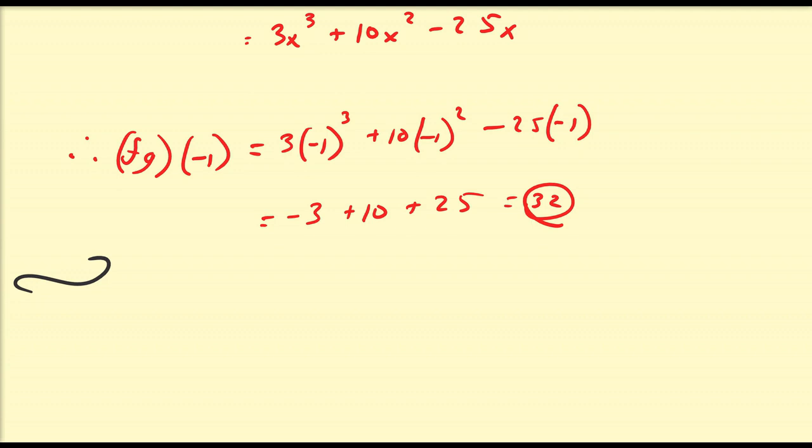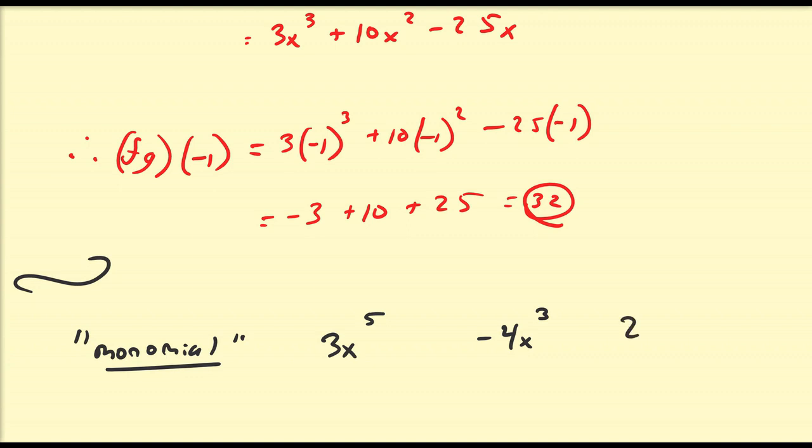So let's talk about a couple common terms that are related to these things. The first is a monomial. So a monomial usually takes a couple forms, such as 3x to the 5th, negative 4x cubed, 2x, or just 5. So a monomial is just what we call one term. So it's just a product of coefficients and variable terms.